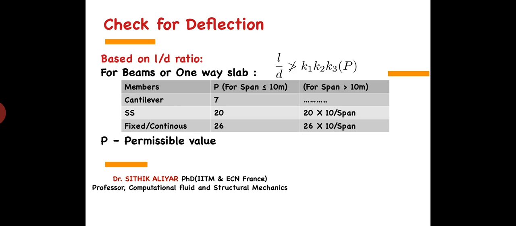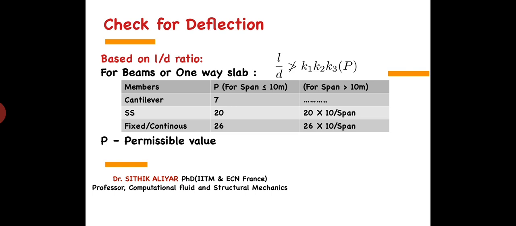For a span less than 10 meter, P is chosen as follows. You can see the members I have given: cantilever beam, simply supported beam, fixed or continuous beam. If the span length is less than 10 meter, for cantilever it is 7, simply supported beam 20, so span by depth ratio is 20, and fixed or continuous beam it is 26.